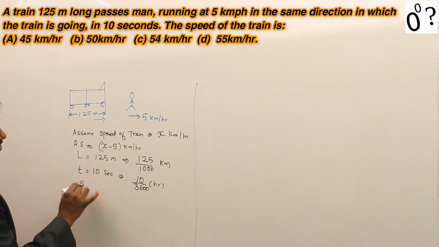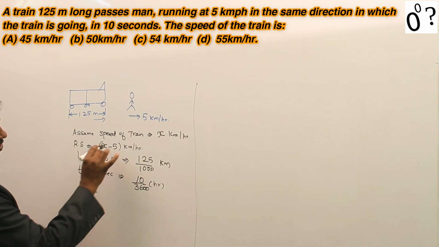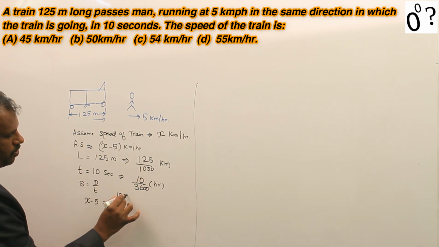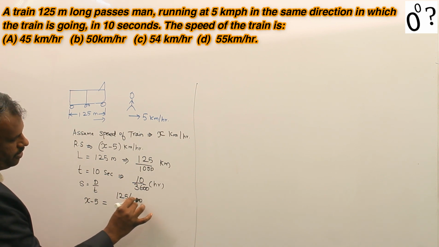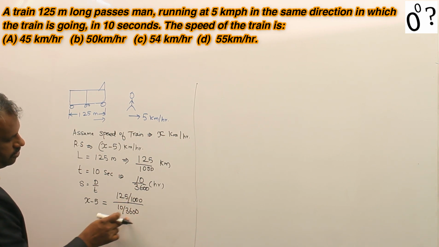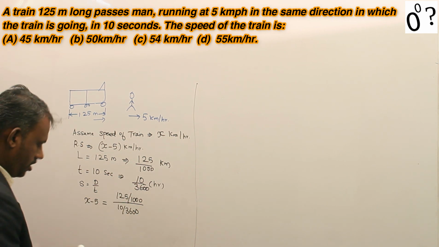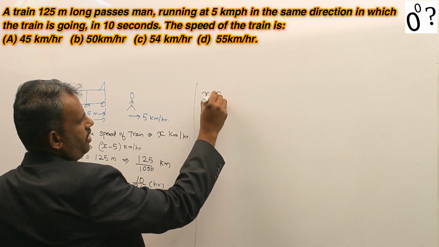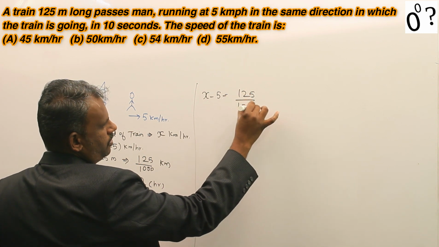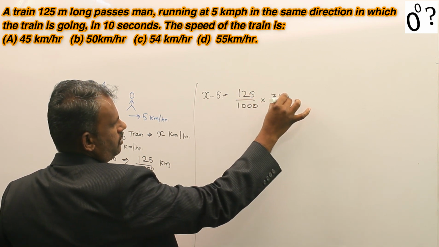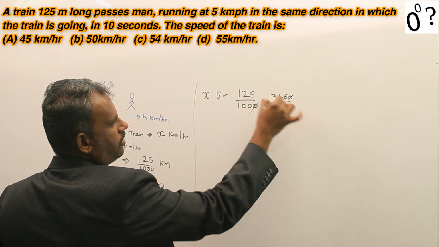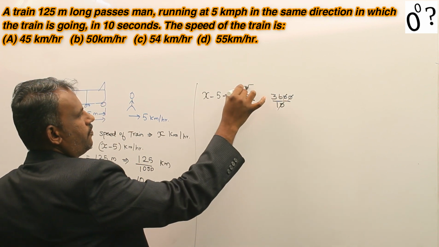We know the formula for speed is equal to distance divided by time. Here the speed is equal to x minus 5, the distance is equal to 125 divided by 1000, and the time taken is equal to 10 divided by 3600. This 3600 goes to the numerator and the answer is x minus 5 equal to 125 divided by 1000 into 3600 divided by 10. So we cancel the zeros.